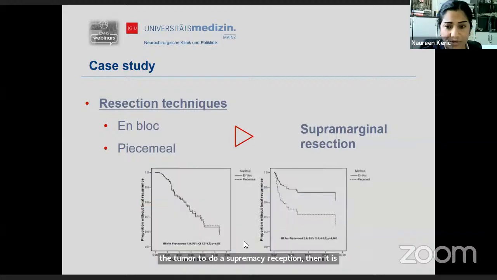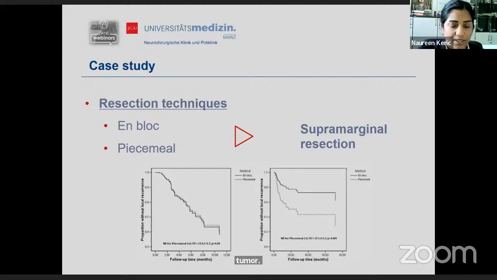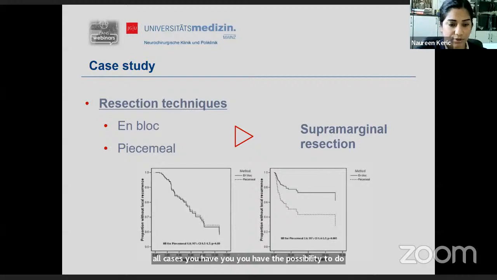This series, which is already from 2010, shows very nicely that the risk for a tumor recurrence is very high if you have a piecemeal resection and also a large tumor. Of course, these both things go side by side, but in all cases, if you have the possibility to do an en bloc resection, then you should go for it.